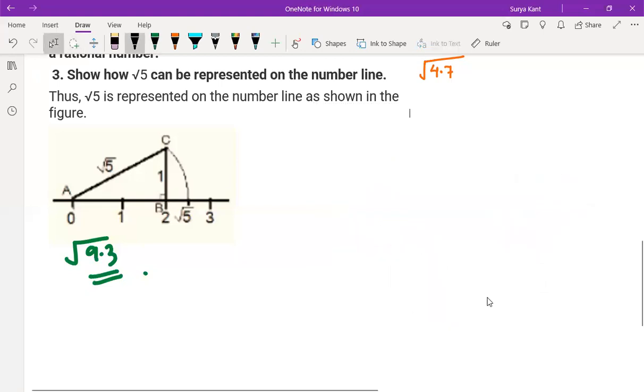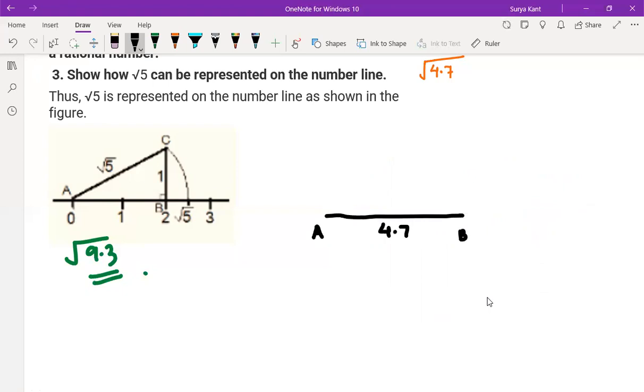From the start, just draw in a notebook. First, draw a line of 4.7 from A to B. Then extend the line 1 centimeter. Extend the line 1 centimeter. This point is named C. This much everyone has drawn.